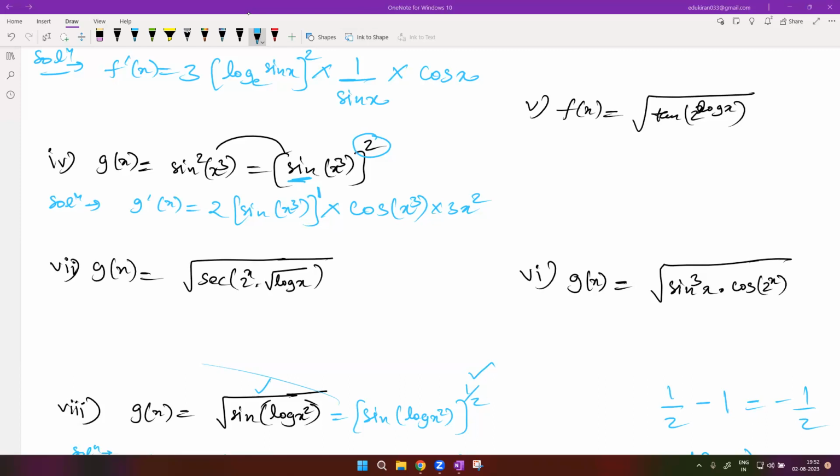Manji, is it done for anyone? Question number 5th. Just go step by step. First, we will deal with the power. The power is root, and f dash x will be 1 by 2 root of the same quantity, right?